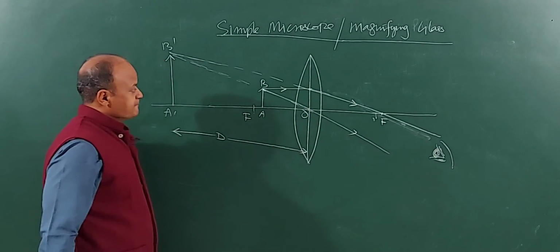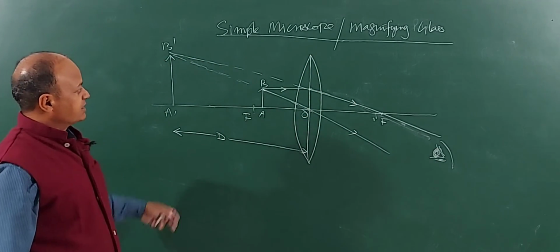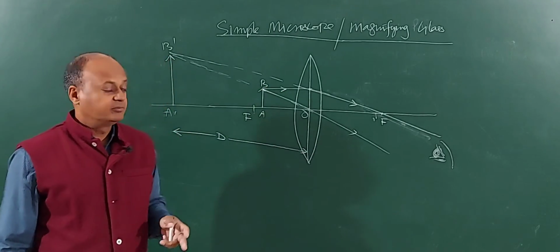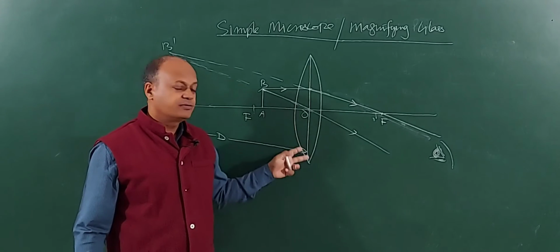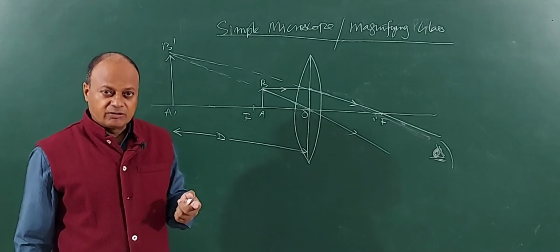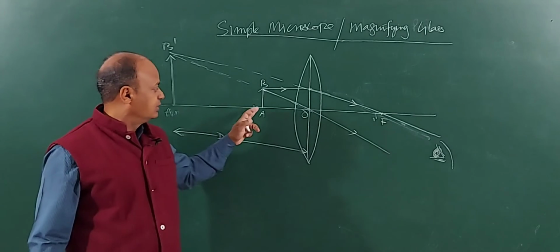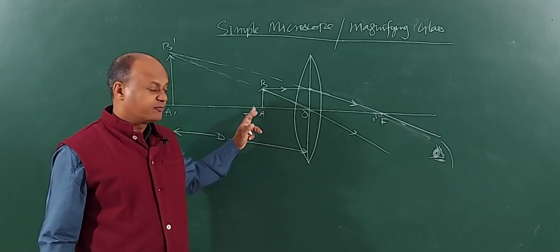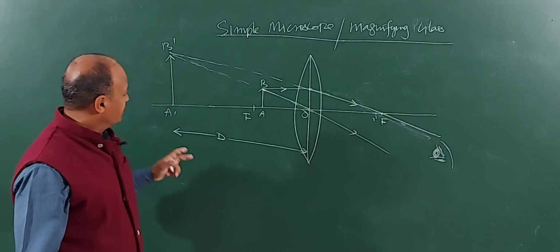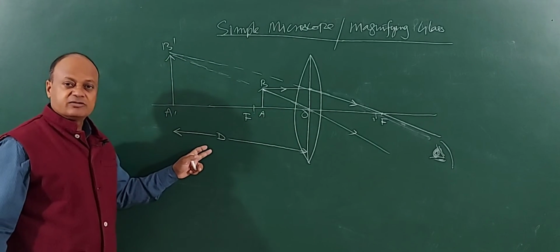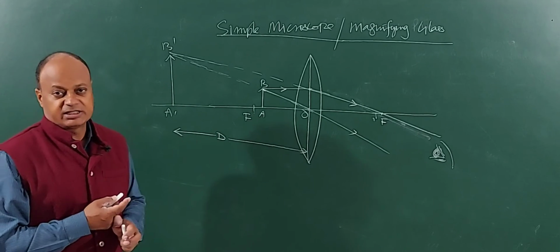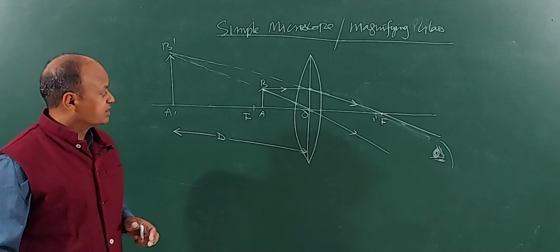Clear? So once again, a simple microscope consists of a magnifying glass, a convex lens having smaller focal length. How does it work? The object to be magnified is kept between the focus and the optical center. The final image is formed at the least distance of distinct vision. Clear? Now the final image can also come at infinity. That will be seen later on as a special case.